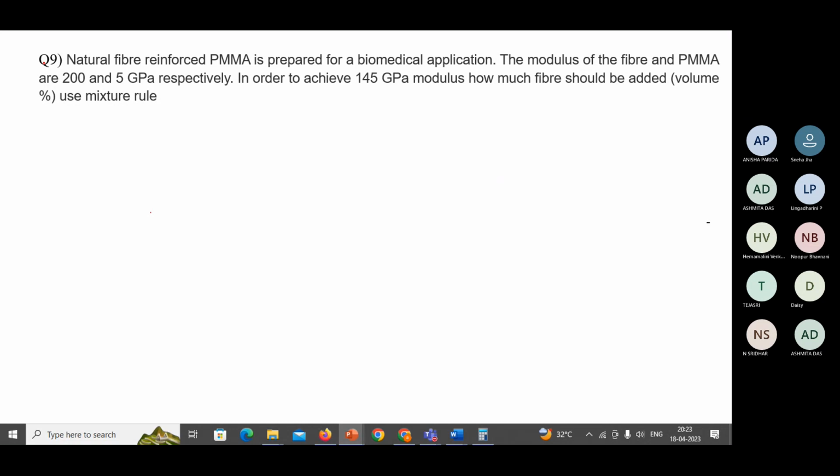Natural fiber reinforced PMMA is prepared for a biomedical application. The modulus of the fiber and PMMA are 205 GPa respectively. In order to achieve 145 GPa modulus, how much fiber should be added? Use the mixture law. Should be added in volume percentage.